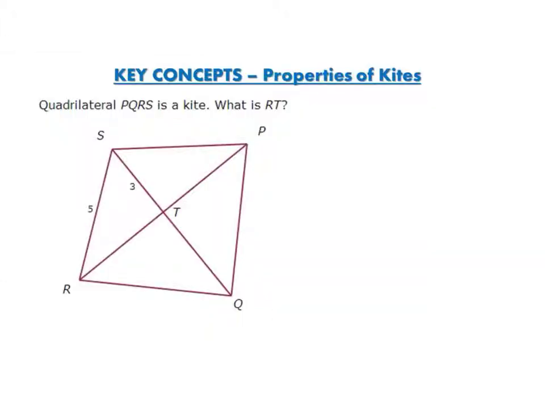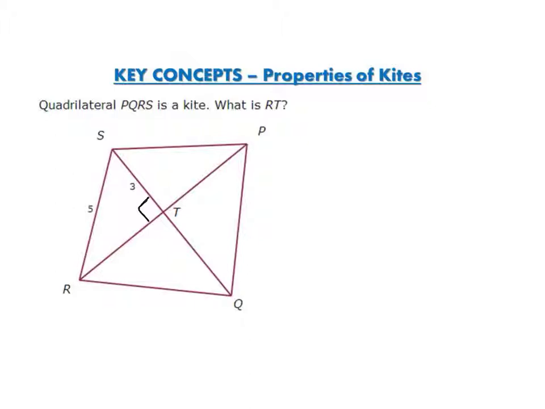Quadrilateral PQRS is a kite. What is the length of RT? Here is RT right here. Here is our right triangle that we're going to be working with, and here is our right angle.